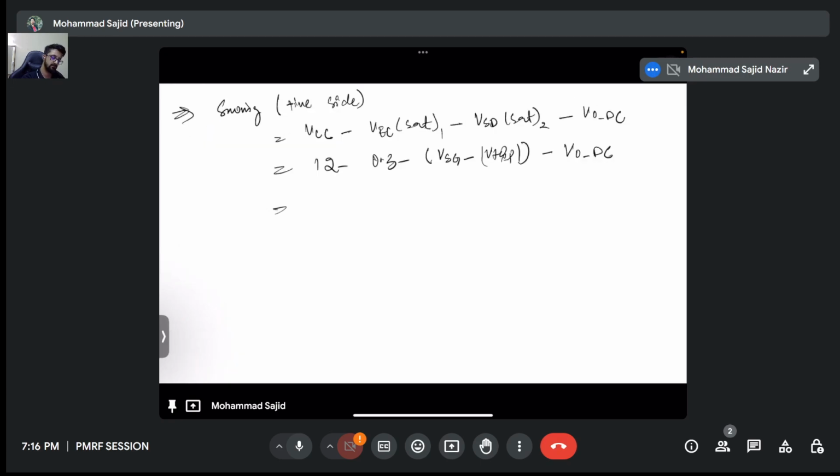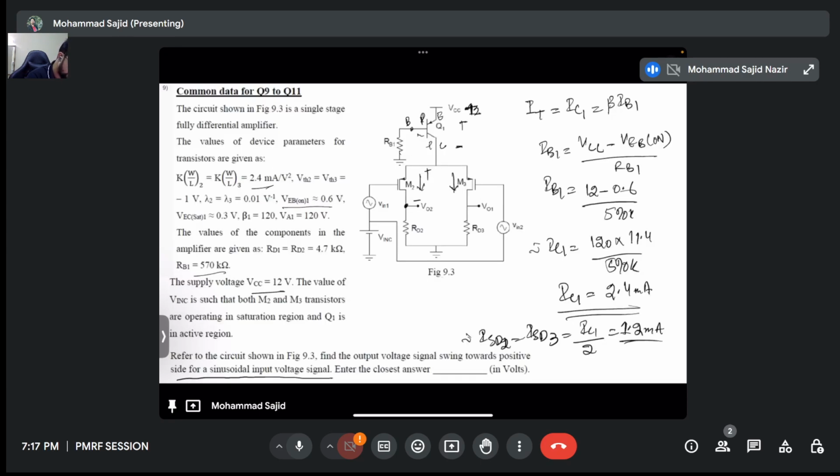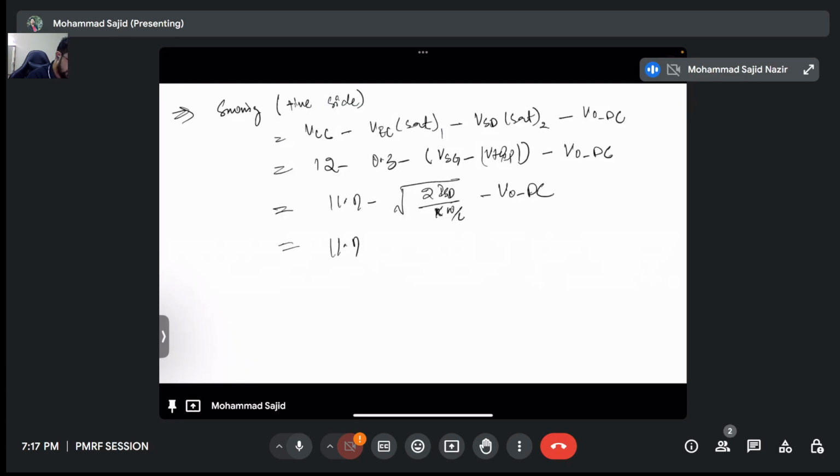So this is 12. This is 11.7 minus VSG, and this can be written as under root of 2 times ISD divided by K W by L, minus V THP. And this is given as 2.4, so this comes out to be 1 volt.